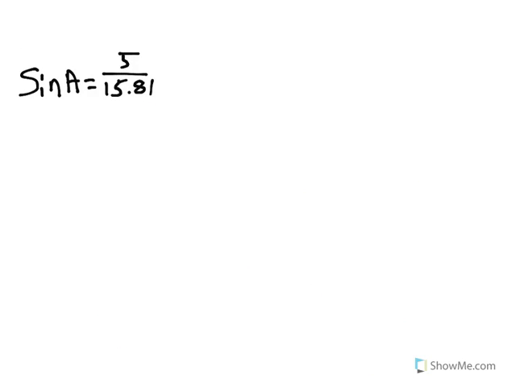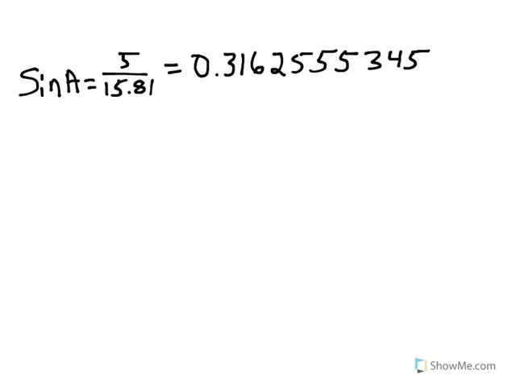In the previous example, we found that the sine of angle A had a ratio of 5 over 15.81. If we do that division, we will get a decimal value. 5 divided by 15.81 is 0.3162555. That is the decimal sine value for angle A. Again, that is not the angle in degrees.